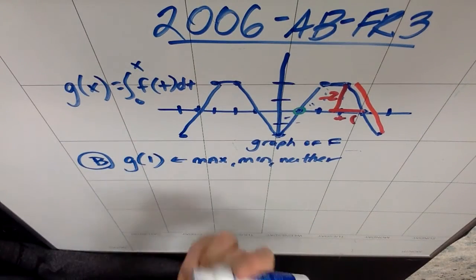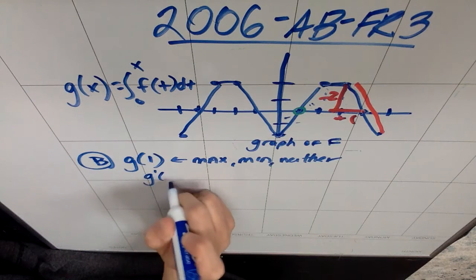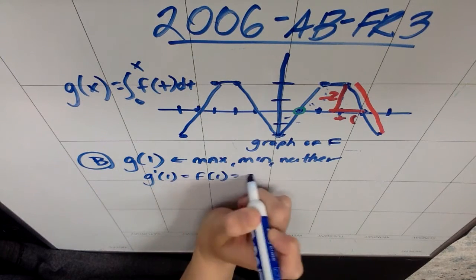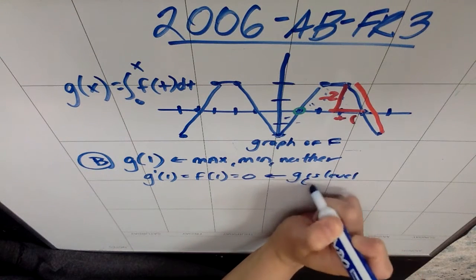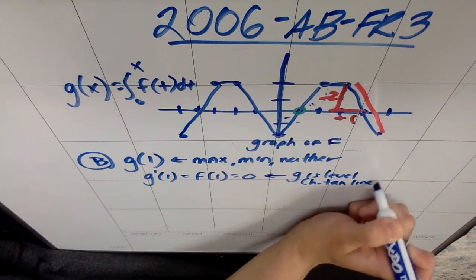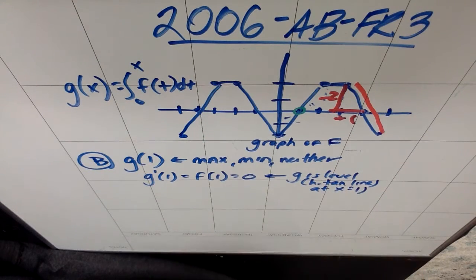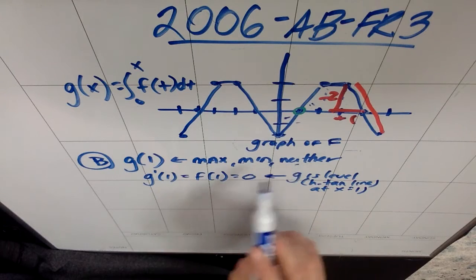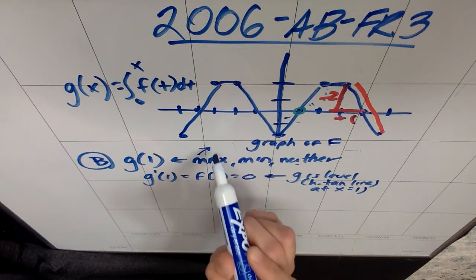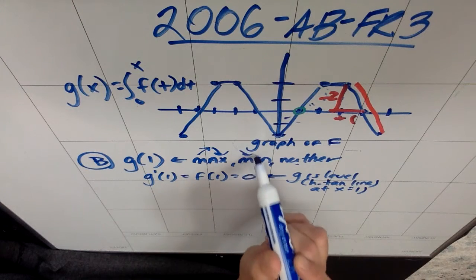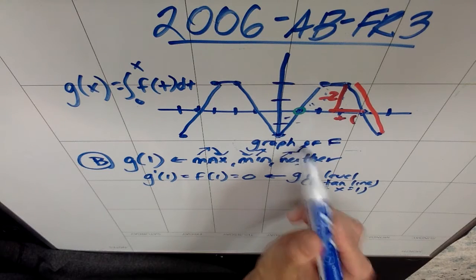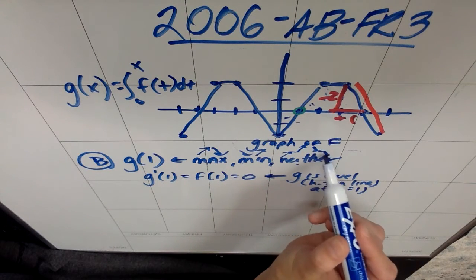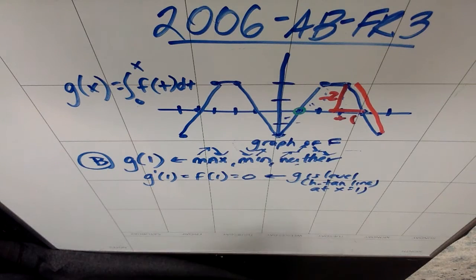So we want to use a g prime sign chart. g prime of 1 is the same as just f of 1, which is 0. So what that tells us is that g is level, meaning it has a horizontal tangent line at x equals 1. What'll answer the question about max, min, or neither is whether we are going from increasing to decreasing, which would be a max, decreasing to increasing, which would be a min, or if we're in one of those saddle situations where we go from increasing to increasing again or decreasing to decreasing again. So essentially, I just need to know about the signs of my g prime before and after that.